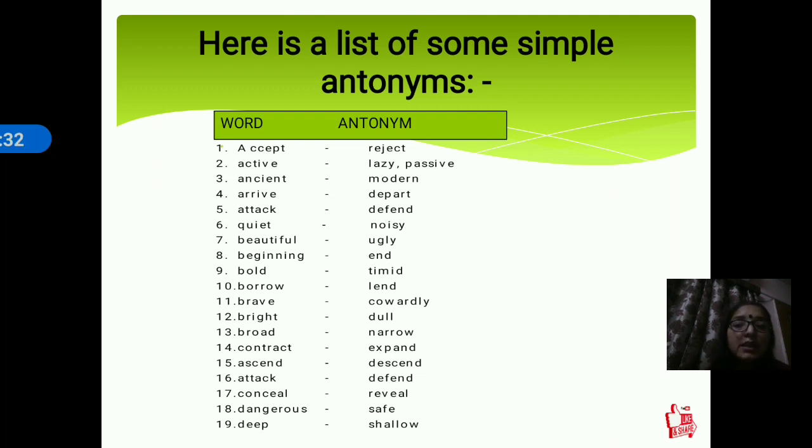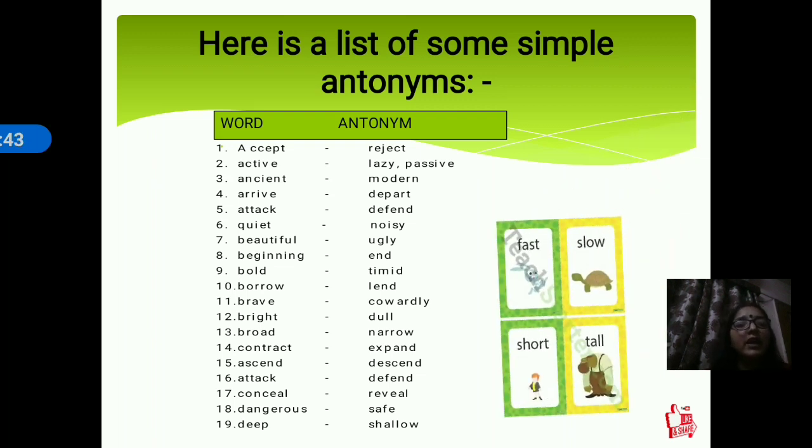Okay, deep. Deep is deep sea. When you talk about the ocean being really deep, down deep. Okay, opposite of that is shallow. Shallow river water. Okay, let's move ahead. Fast, slow, short and tall.